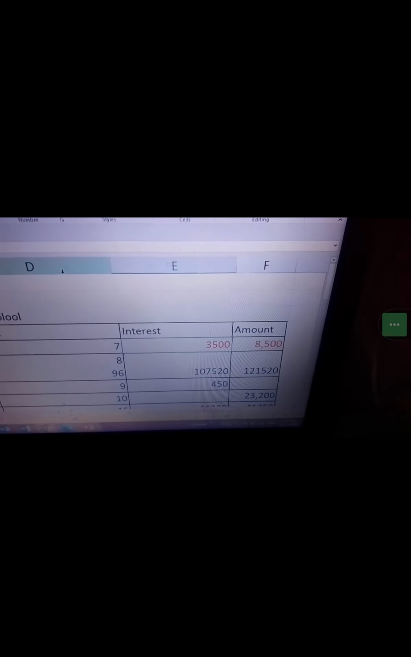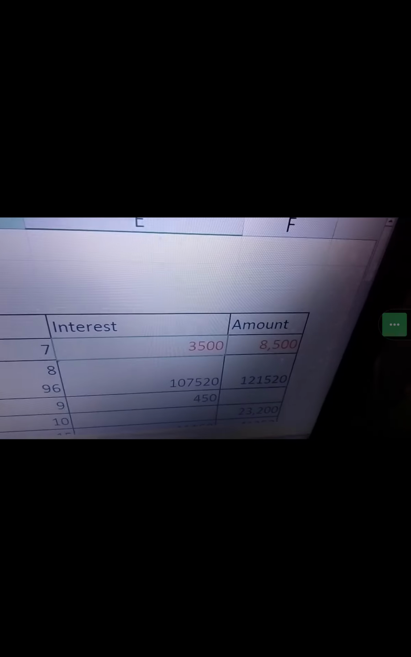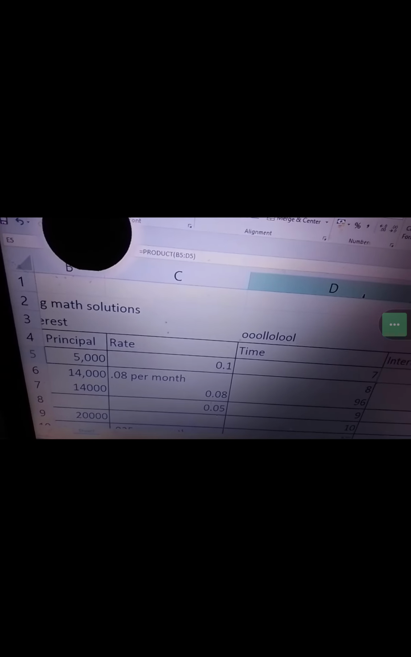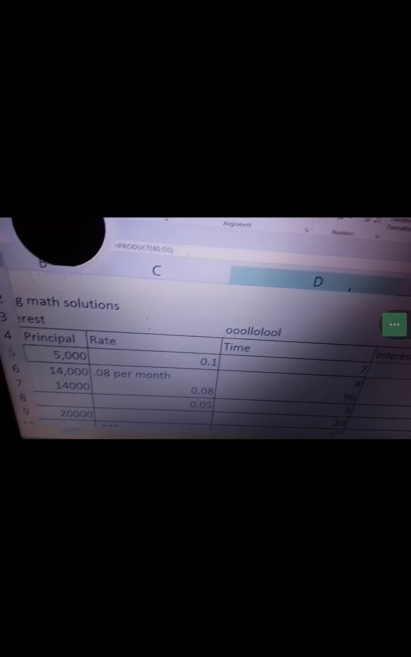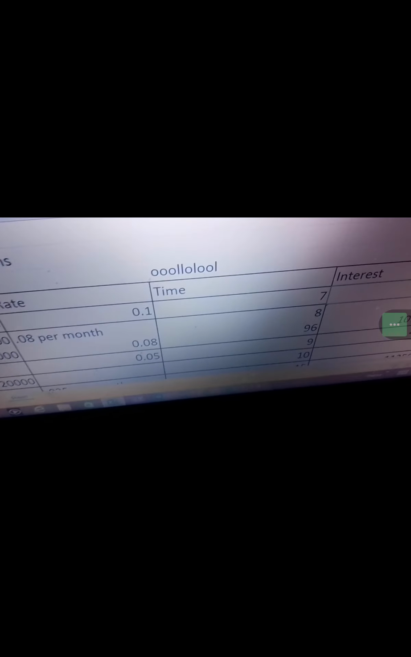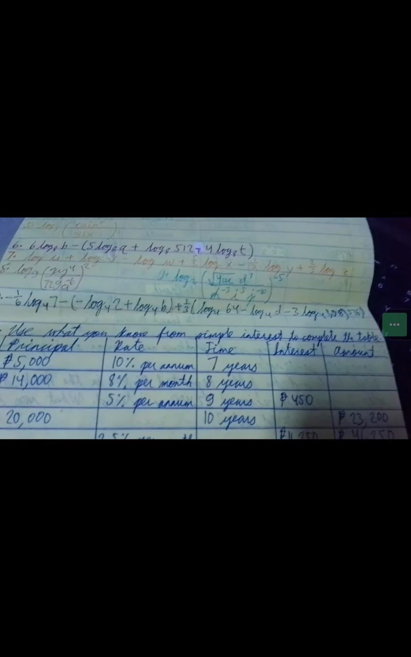To solve for the amount, it's always P plus I. So the amount is P, which is the principal of 5,000 pesos, plus the interest that you got. The answer that you get is 8,500. So, these are your final answers: 8,500 for the amount, and your interest is supposed to be 3,500 pesos.